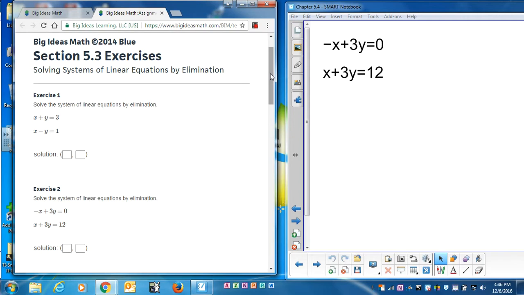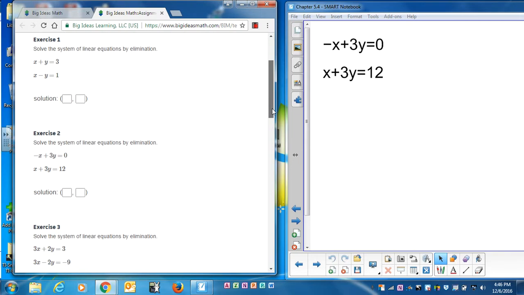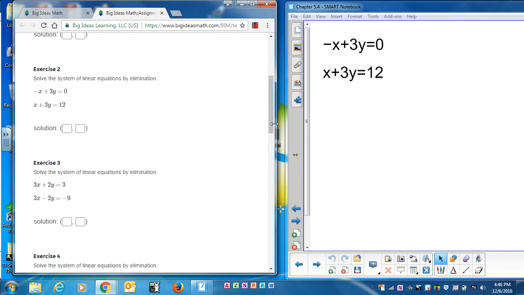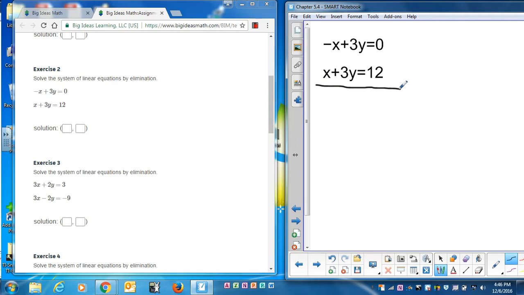I'm going to skip the first problem here, exercise 1. Hopefully, after I do some sample ones, you'll be able to go back and solve that on your own. So remember, this is the elimination method. When we eliminate, we are adding or subtracting both equations vertically. They have to both be in standard form, and they have to line up. So ax plus by equals c, ax plus by equals c.